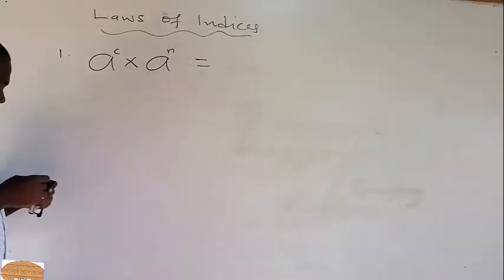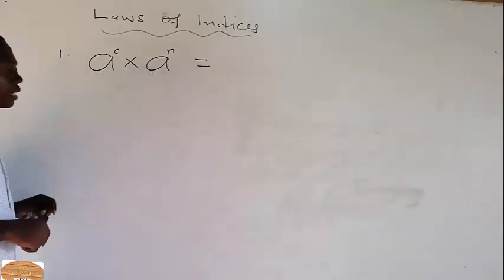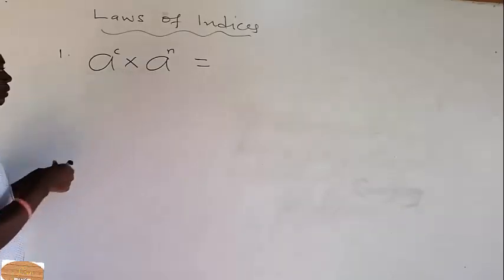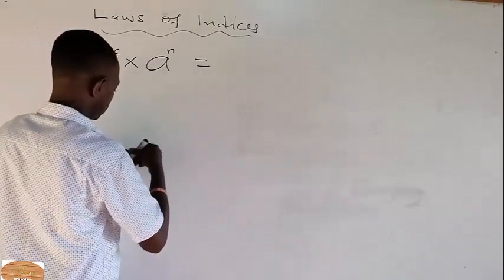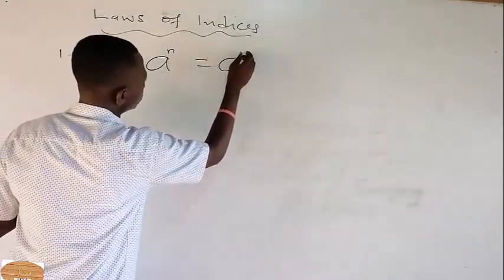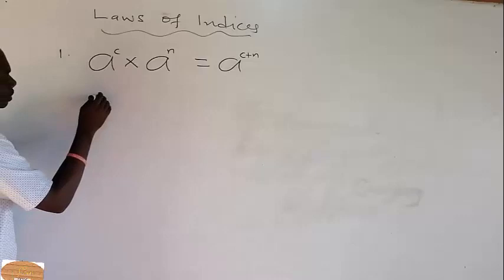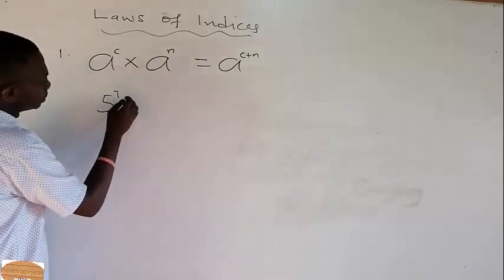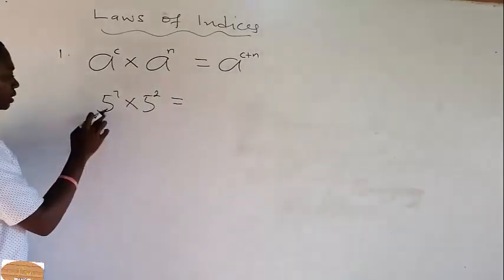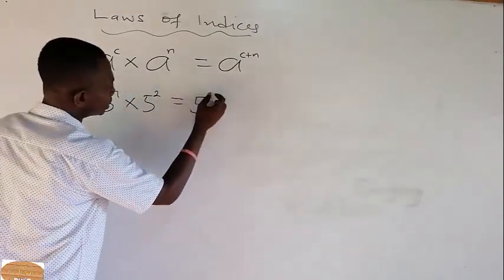Now let's work something here. This one is base, this one is base. So what can you say about the base? The bases are the same. And the law says that if the bases are the same and they are multiplying, you only pick one of the bases. So I'll pick one. Then I'll add the exponents. So C plus N. Alright, so in case we're given, let's see, 5 to the power 7 times 5 to the power 2. Since I have 5 here, 5 there, I'll just pick one, then add the exponents, which is 7 plus 2, which is 9.